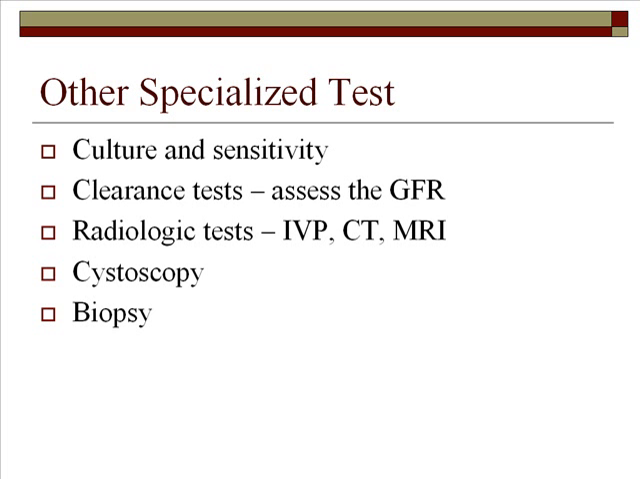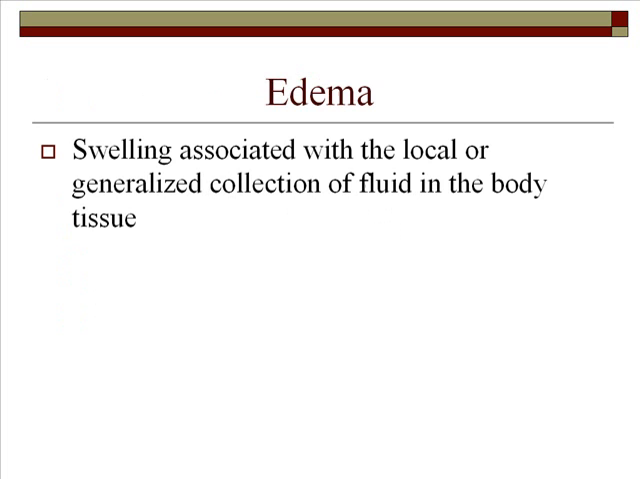Cystoscopy refers to a procedure where you visually look at the lower urinary system, beginning with the urethra and the urinary bladder, and sometimes up as far as the ureters, but typically to look into the kidneys itself is not possible through those. But cystoscopy typically refers to a procedure that looks into the urinary bladder. And then another specialized test would be biopsy.